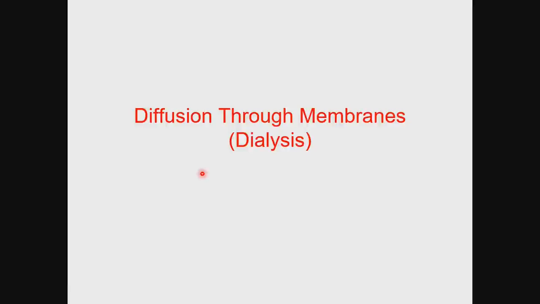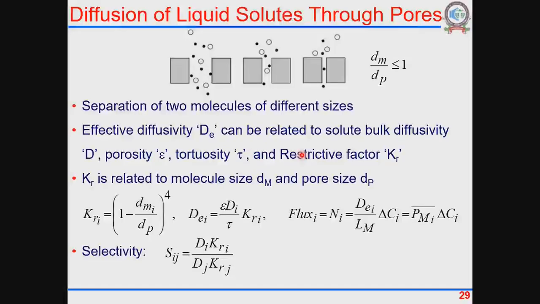The second process of transport across the membrane is by diffusion. When solutes are diffusing from one end of the membrane to the other, say from feed to permeate, in the absence of any pressure difference, there is no pressure-induced flow. The flow is induced only because of concentration difference. We call this dialysis through the membrane.